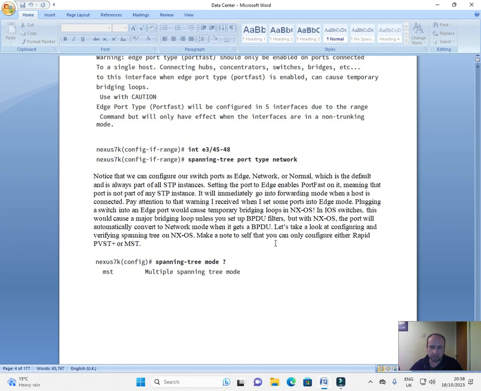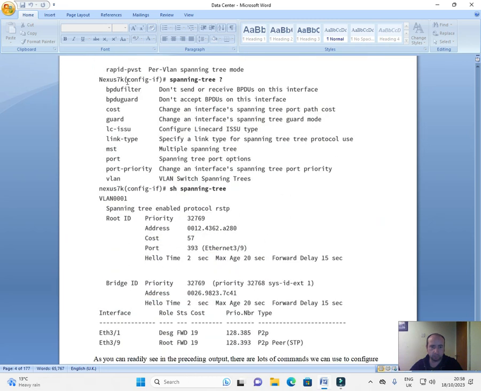Make a note to self that you can only configure either Rapid PVST or MST. Nexus 7K spanning-tree mode MST, multiple spanning tree mode. Rapid PVST, Per-VLAN Spanning-Tree mode. Nexus 7K spanning-tree BPDU filter doesn't send or receive BPDUs on this interface. BPDU guard doesn't accept BPDUs on this interface.